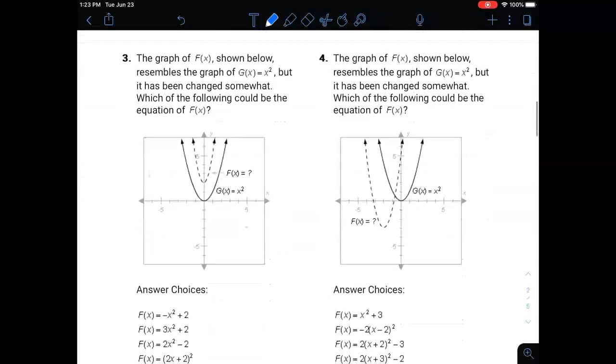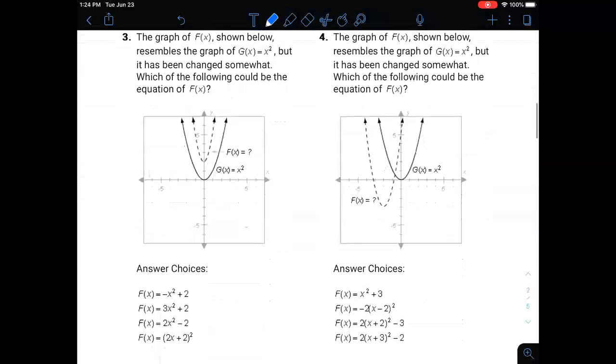All right, if we look at number 4 here, it looks like the graph is definitely skinnier than when it started. And you can clearly see that it has moved down and to the left. So we know that our graph is stretched and moved down and to the left.